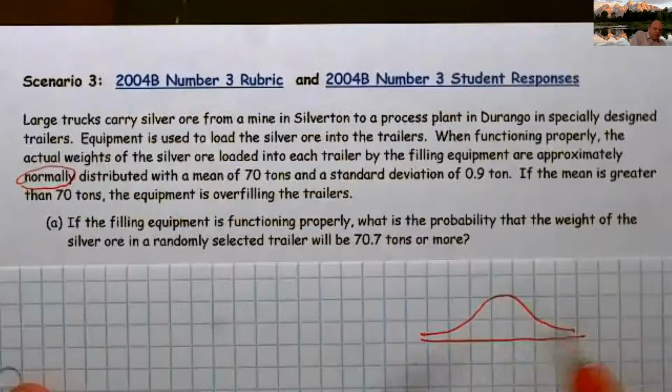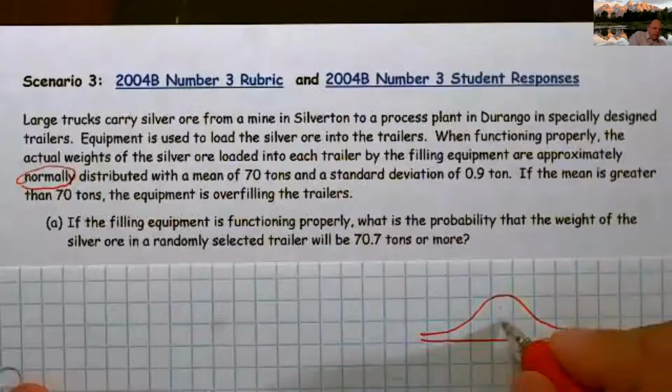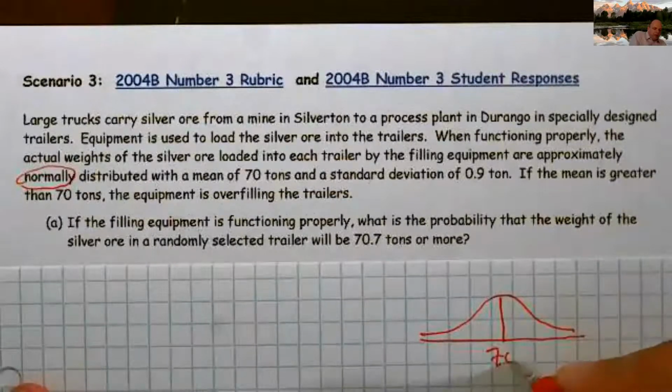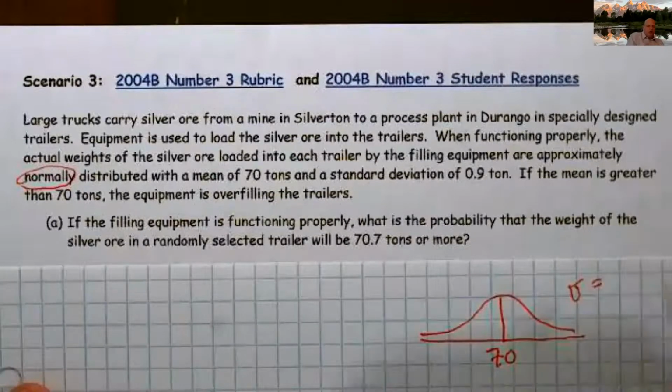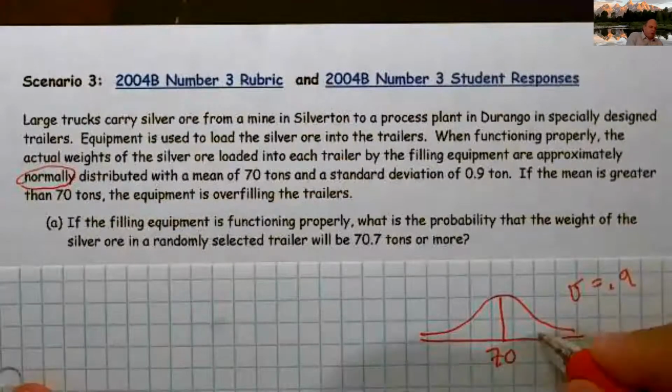I'm going to just draw a picture. All right, so here's my mean of 70, and I have a standard deviation of 0.9. If the mean is greater than 70 tons, the equipment is overfilling. If the filling equipment is functioning properly, what is the probability that the weight of the silver ore in a randomly selected trailer will be 70.7 tons or more?